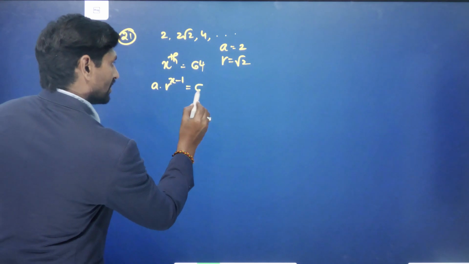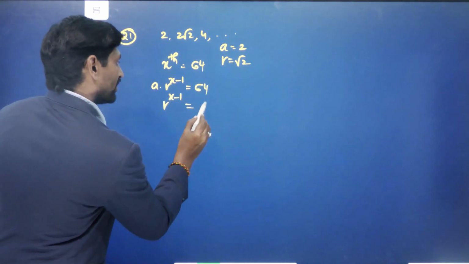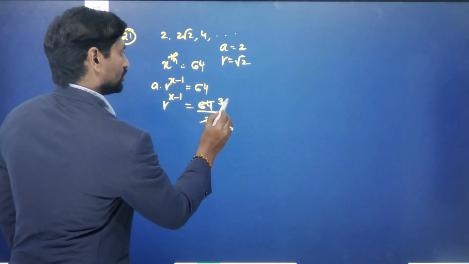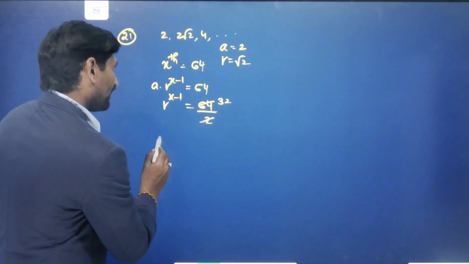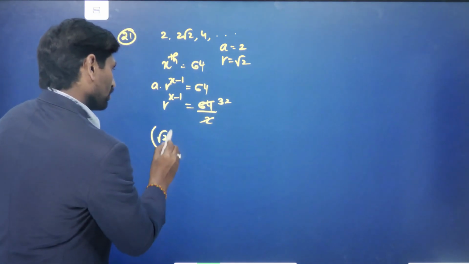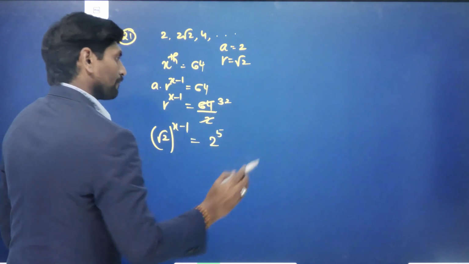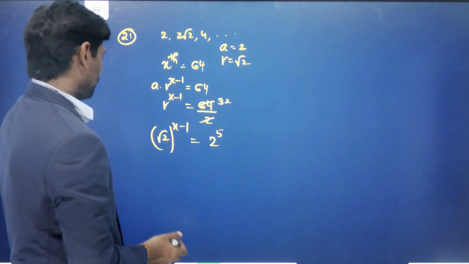It equals 64. A is the first term. If you transpose it, it is going to divide. What is the a value? We have 2. 2 into 32 is 64. Now the r value we also know. Root 2 whole to the power of x minus 1 is equal to 32, which is 2 power 5, 2 into 2 into 2 like that.